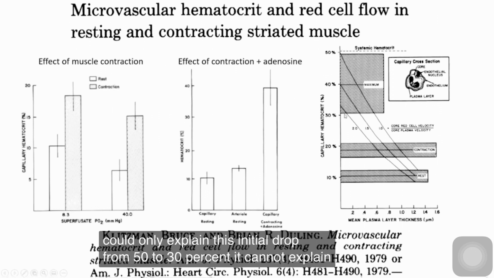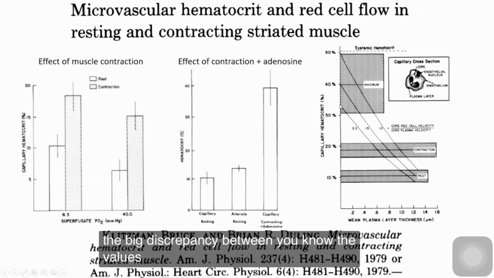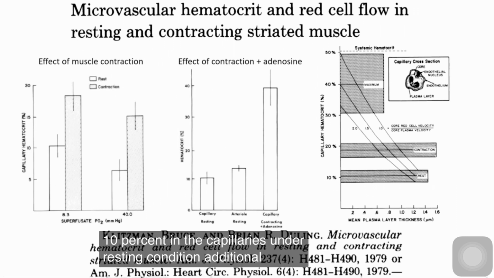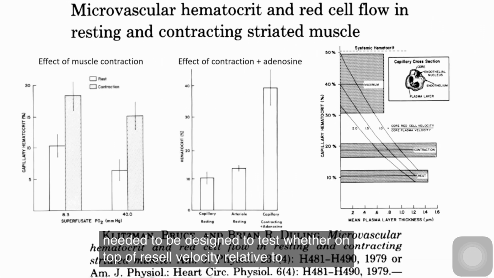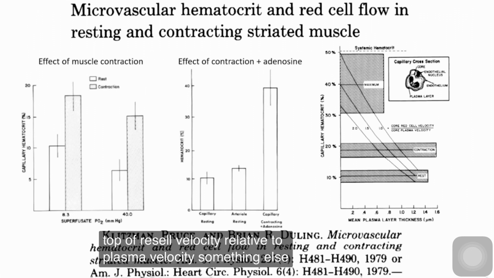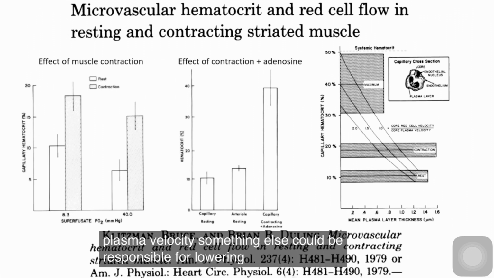It cannot explain the big discrepancy between the values that you would estimate at the lowest based on the hemodynamics of 30% and the very low hematocrits of 10% in the capillaries under resting condition. Additional studies needed to be designed to test whether, on top of red cell velocity relative to plasma velocity, something else could be responsible for lowering red cell content.